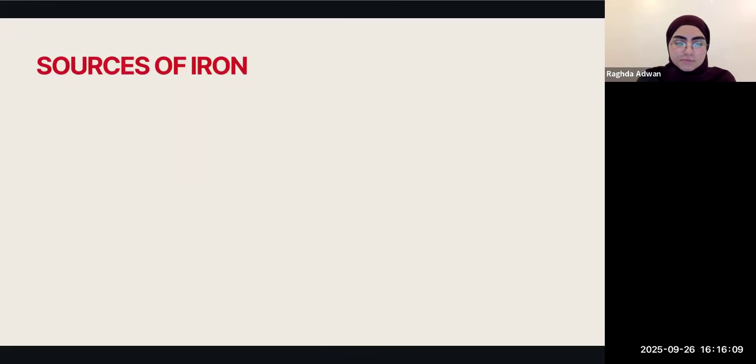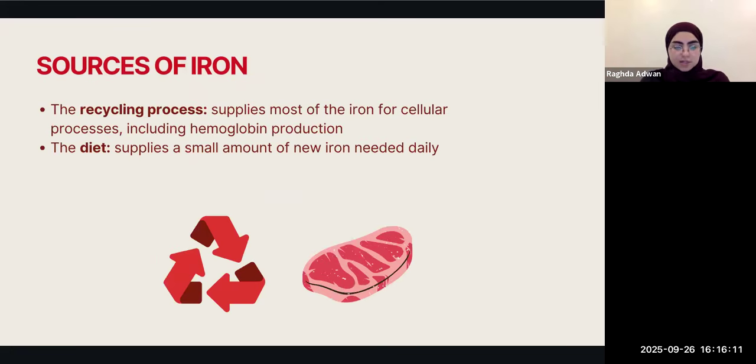Now, where do we get iron from? We get iron from, obviously, the diet, but also the recycling process in our body. The body is constantly recycling it. This makes up the majority of our supply of iron. We have iron, we use it, we recycle it, and we keep using it. Remember, RBCs die. Where does the iron go? It gets recycled into new RBCs.